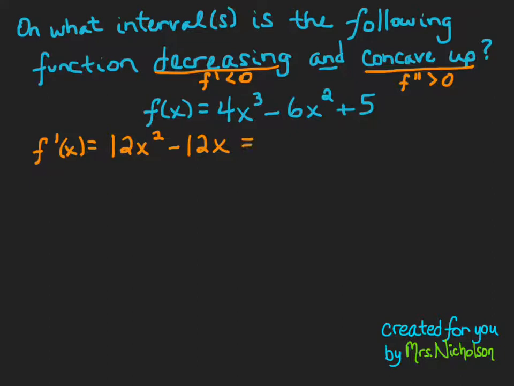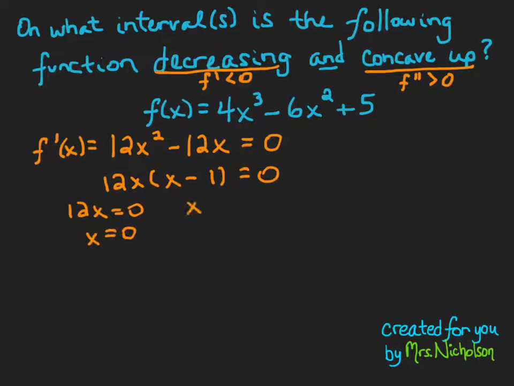So I'm going to start out by setting this equal to 0, and I'm going to solve for x. Now again, I have a quadratic, and so that means if I'm going to solve, I have to factor. I'm going to factor out a 12x, and if I do that, I'm left with x minus 1. And if I set each of these equal to 0, then 12x equals 0 and x equals 0, or x minus 1 equals 0 and x equals 1. So now I know that my derivative is equal to 0 at 0 and at 1.